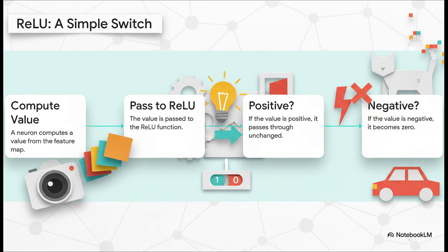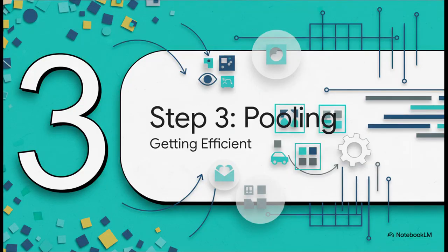It's called ReLU, which stands for Rectified Linear Unit, and it basically works like an on-off switch. So after a neuron does its calculation, the result gets sent to ReLU. If the number is positive, the switch is on, the value goes through. But if the number is negative, the switch is off, it just gets turned into a zero. That's it. It's an incredibly simple way to force the network to focus only on the features that are sending a strong, positive signal.